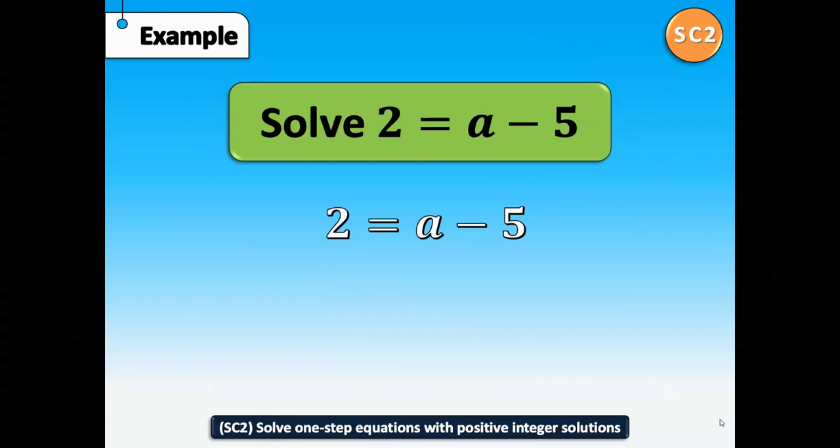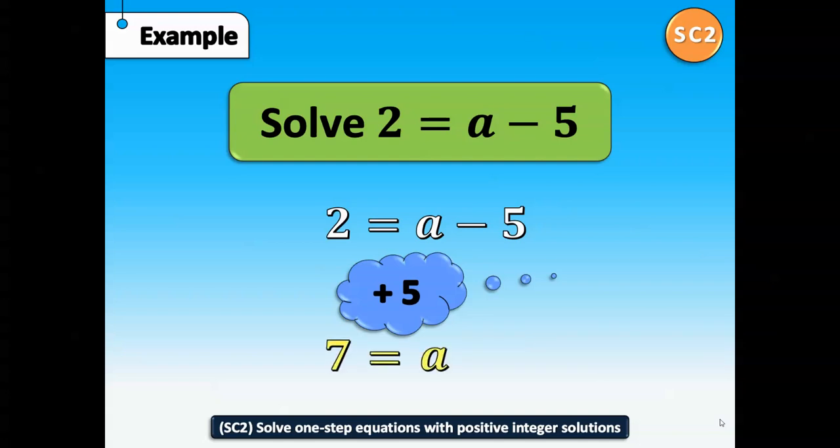This time, we want to solve 2 equals a take away 5. Now this means a is a letter that represents a number. And when we take 5 away from that number, it gives us the answer 2. Again, you might be able to do this one in your head, but if you can't, just do the opposite of taking away 5. So the opposite of taking away 5 is adding 5. So we do 2 plus 5, which is 7. So we can say 7 equals a, or a equals 7.